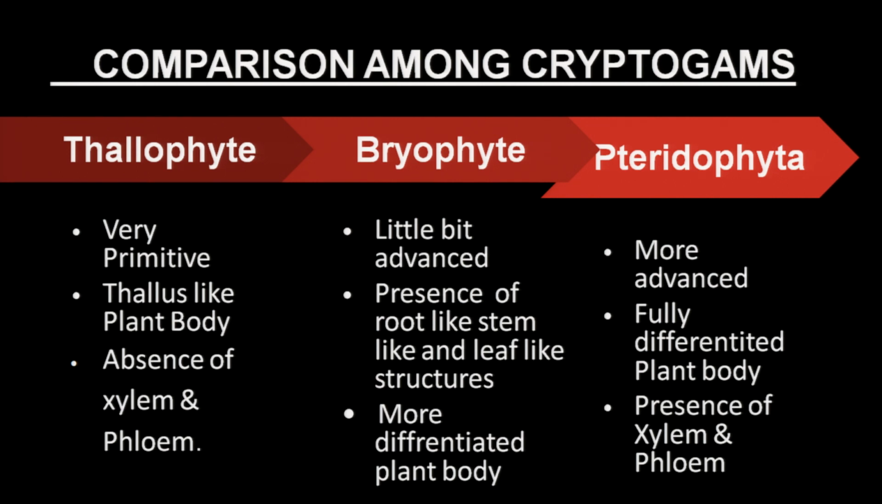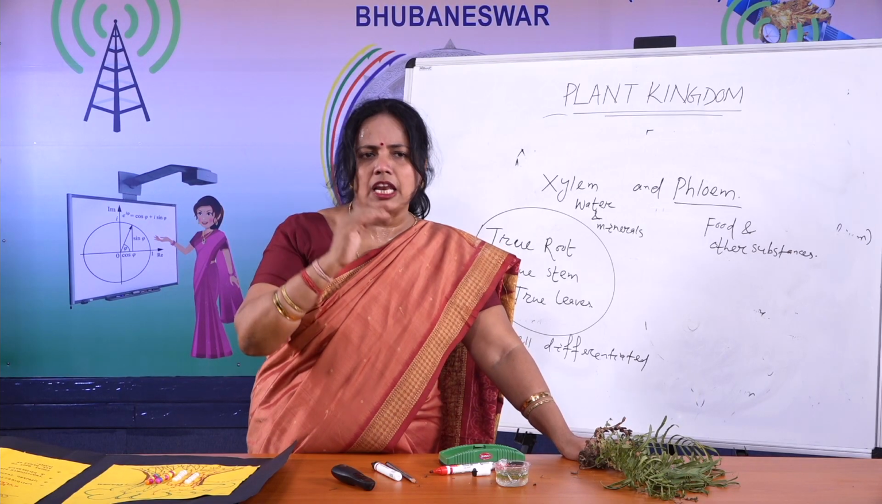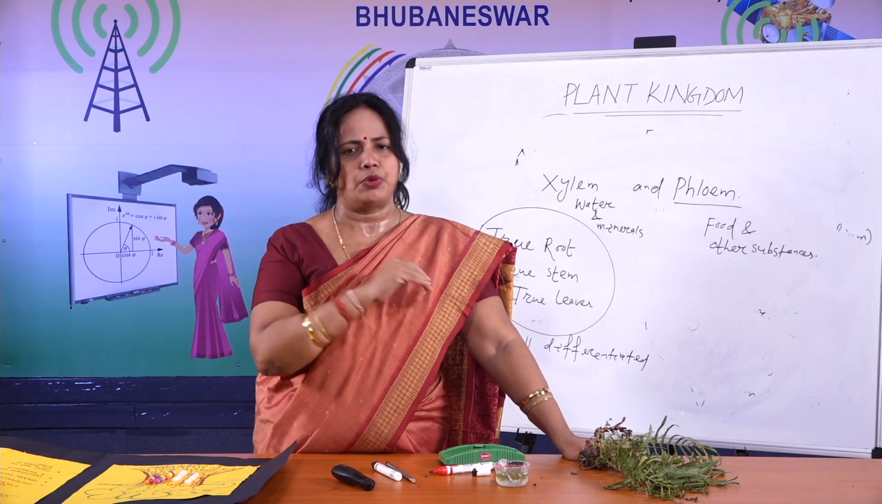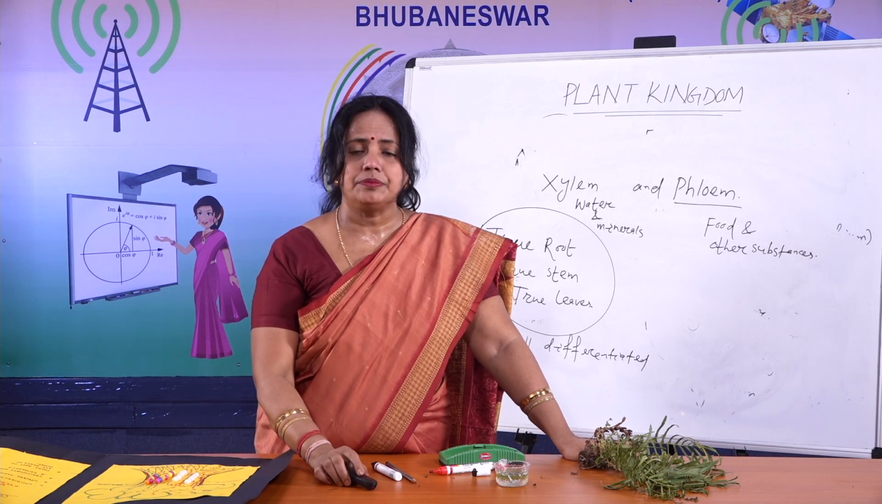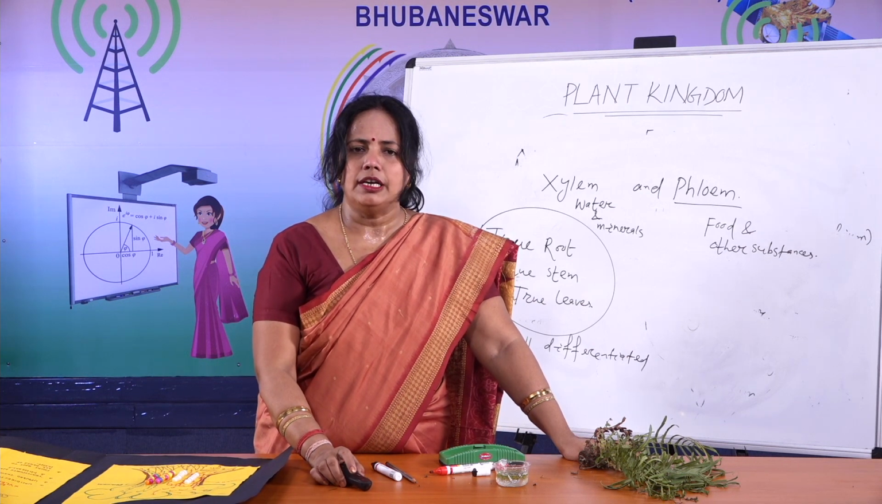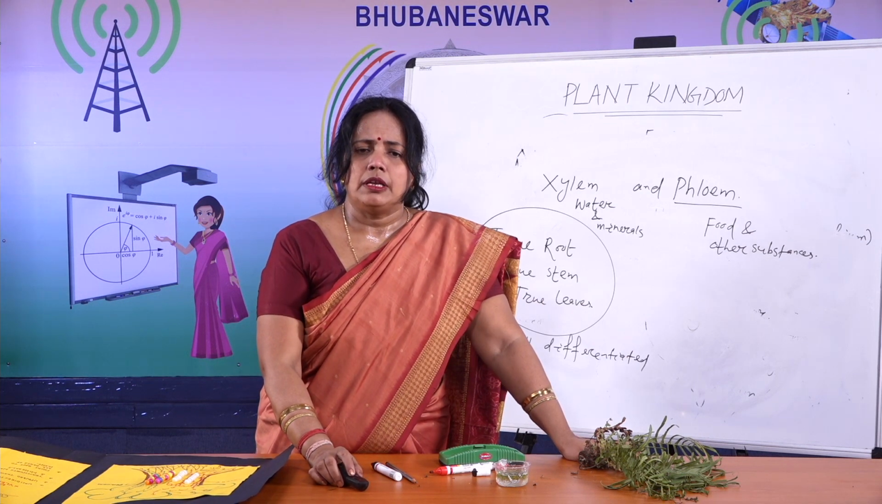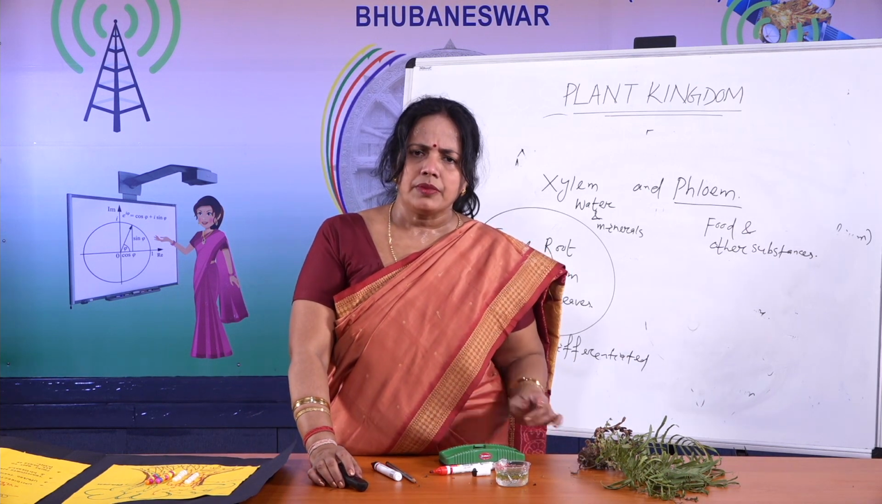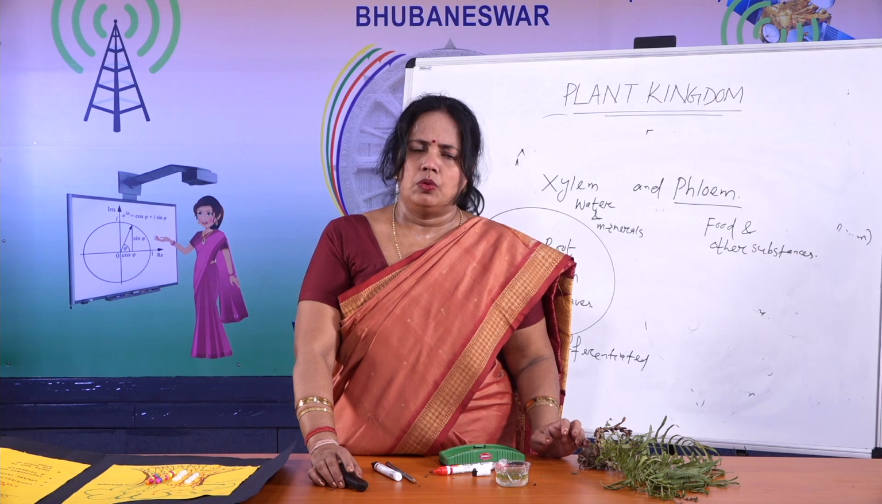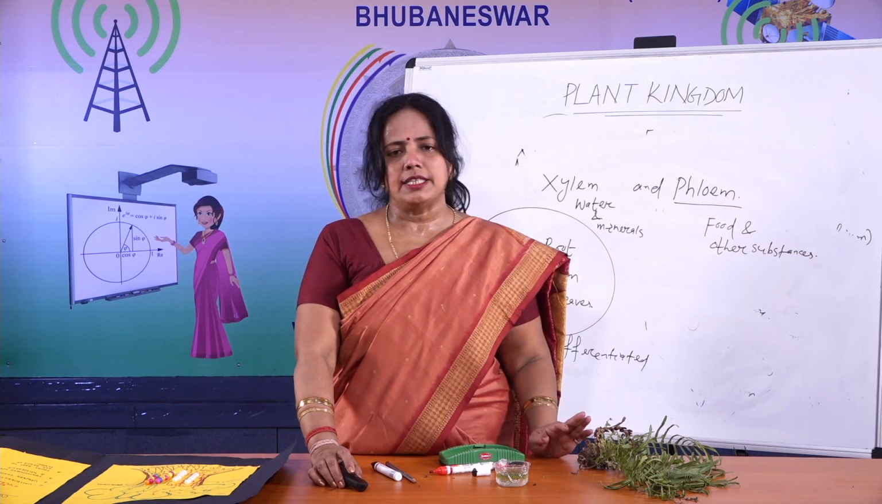Bryophytes have root-like, stem-like and leaf-like structures. Pteridophytes have true root, true stem and true leaf. Got it? Then, the Thallophytes lack the vascular tissues. Bryophytes also lack the vascular tissues. However, Pteridophytes have the vascular tissues. Okay? Now, do they produce seed, these three groups of plants? No. They never produce any seed.